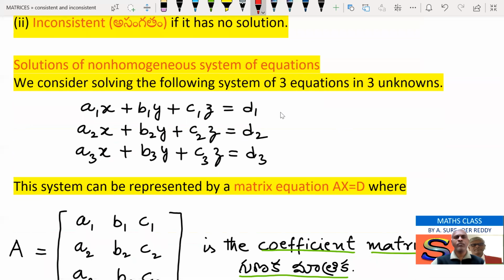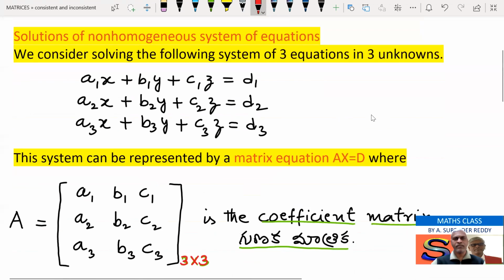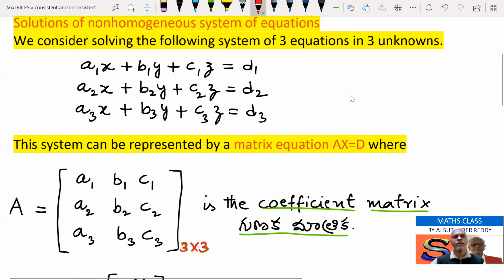Solution of non-homogeneous system of equations. అసమఘాత సమీకరణ వ్యవస్థలకు సాధన.